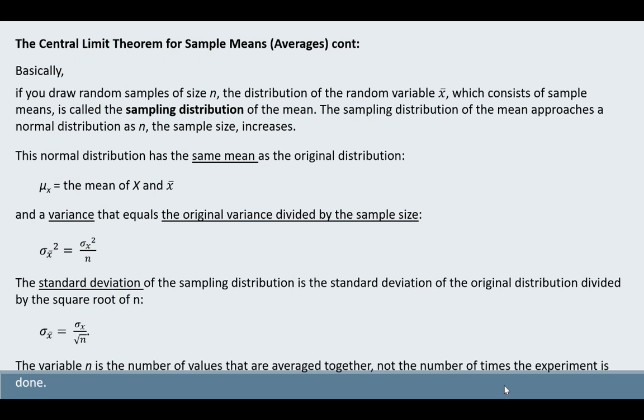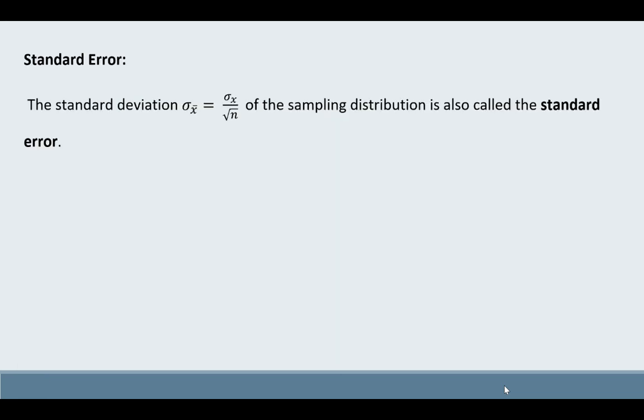The variable n is the number of values that are averaged together, not the number of times the experiment is done. The standard deviation sigma sub x bar, which is equal to our original standard deviation sigma sub x divided by the square root of n, of our sampling distribution, is also called the standard error. So you'll hear it called both.